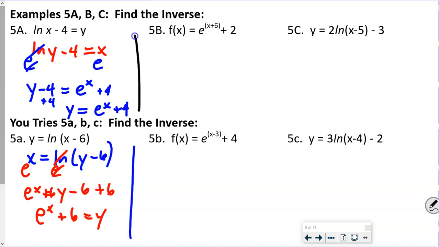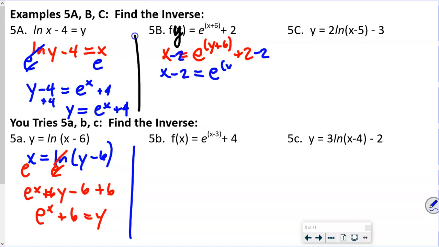So on this next one, I'm going to make this a y, okay? Then I'm going to go in and once again swap the x and y. So x is equal to e to the y plus 6 plus 2. So I'm going to go ahead and subtract that 2 from both sides. So I get x minus 2 is equal to e to the y plus 6. Okay, so I'm going to use my ln to get rid of the e and write the inverse, right? So, sorry, ln, I can't write apparently today. So, ln of x minus 2.